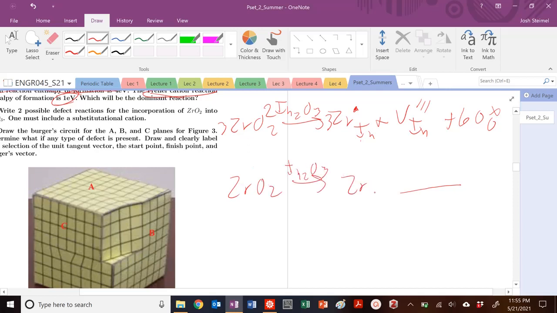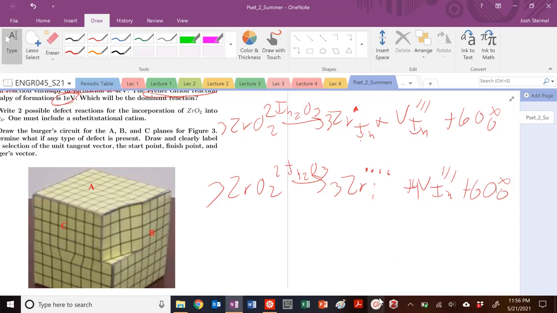I'm going to put Zr interstitial. That's going to be 1, 2, 3, 4. I'm going to also add indium 1, 2, 3. So this is going to have to be 3 here, 4 here, 2 here, 3 here, plus 6 oxygen, oxygen X. So there we go. We've got it. 2 defects.